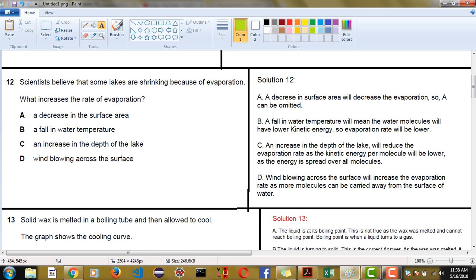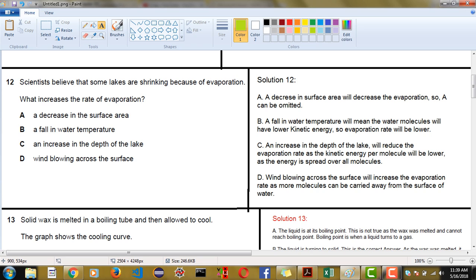and it also depends on the temperature of the water body. Now in these options, option A tells us a decrease in the surface area. Our intuition says that a decrease in surface area will decrease the evaporation, so we can omit this option. The second option is a fall in water temperature, and this will mean that the water molecules will have lower kinetic energy, so again the evaporation rate will be lower, so we can also omit this.